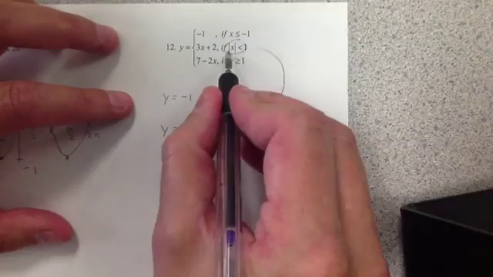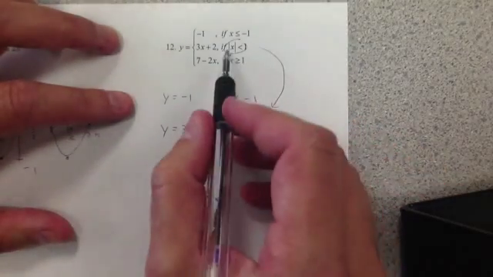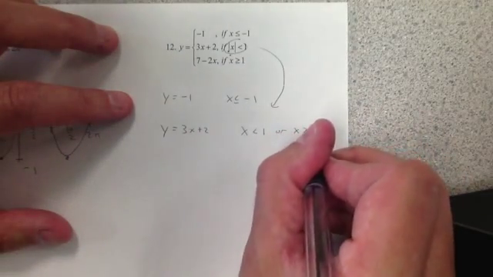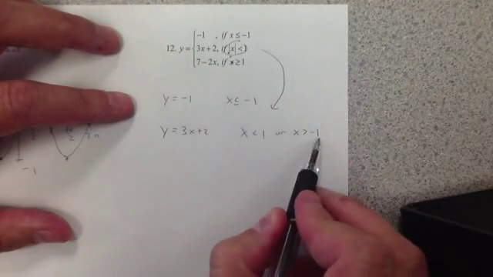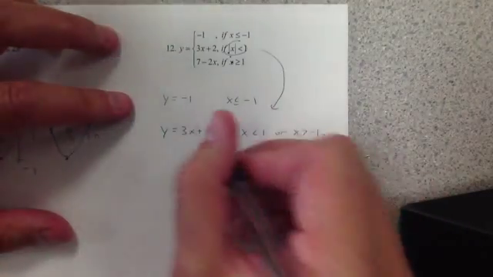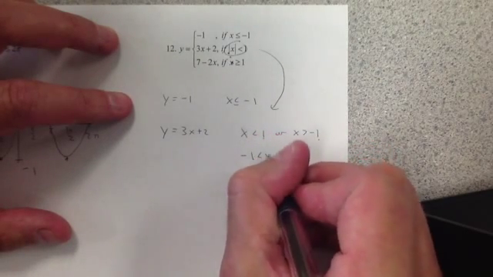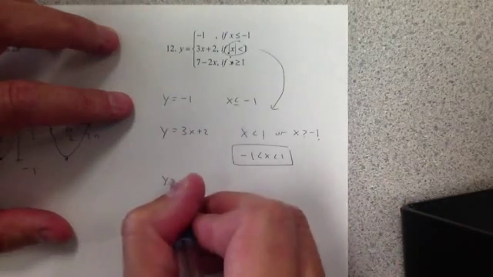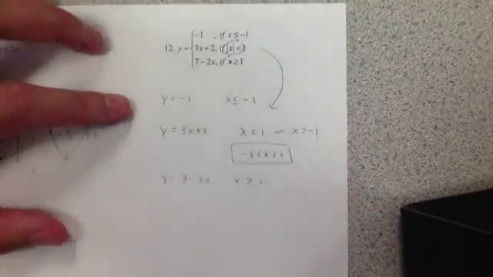It's absolute value. So, of course, you can get x is less than 1. But remember, you're also going to switch it. Or x is greater than negative 1. Like so. Absolute value could be positive 1 or negative 1. When you make the negative, you switch it. So I could write this as between negative 1 and 1. And then my last function, y equals 7 minus 2x for x is greater than or equal to 1.